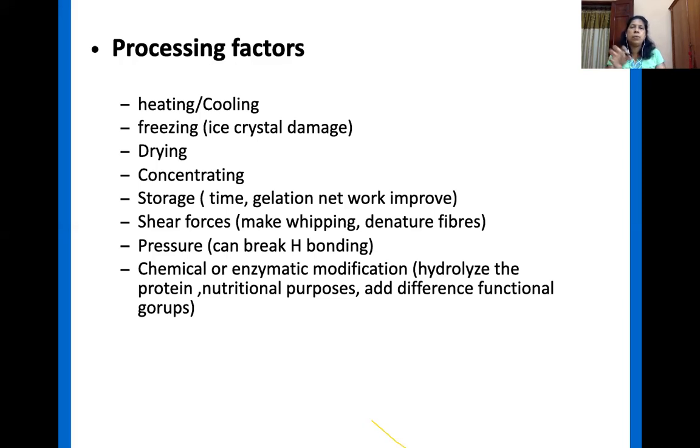So all the things I have mentioned up to now are to teach you about the functionality of the protein and how these three things, intrinsic factors, extrinsic factors, and processing factors, affect the function. Because we are learning the principles of food science.